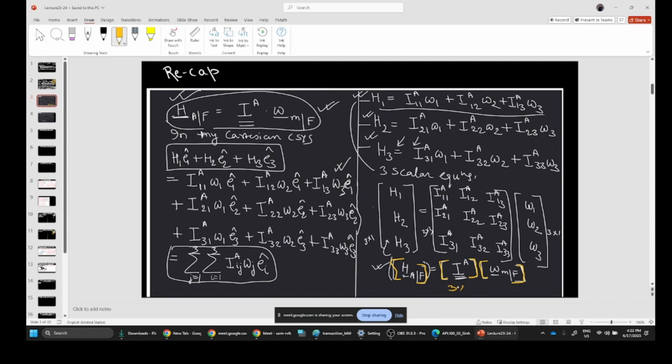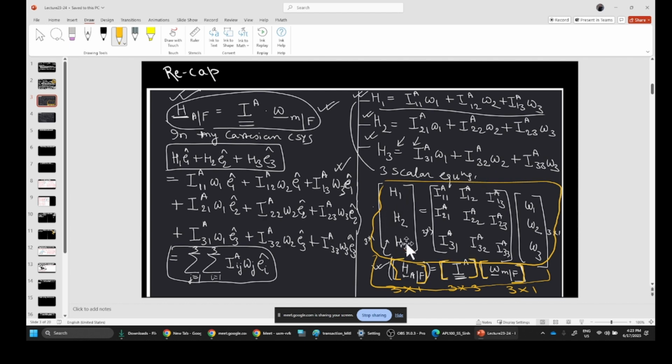This is one 3 by 3 matrix. This is a 3 by 1 matrix. This is 3 by 1. Every time I don't want to write all this. Instead, I will write it like this, in a more compact manner.